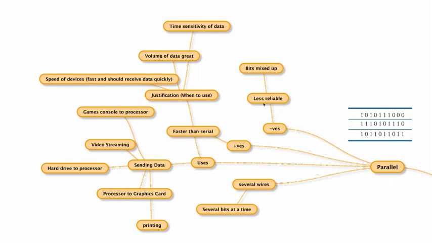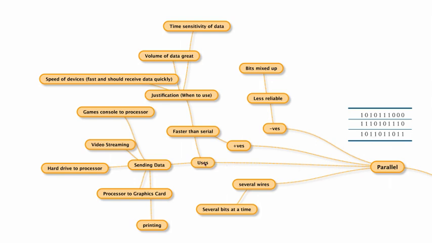Okay, so the next type of transmission we're going to look at is parallel. Right, so if you have a look at parallel, parallel is when we have several wires, and that means several bits at a time can go down the wires. So an example, if we just look at this, we've got several wires in it, and we've got 3 bits here going down at the same time.